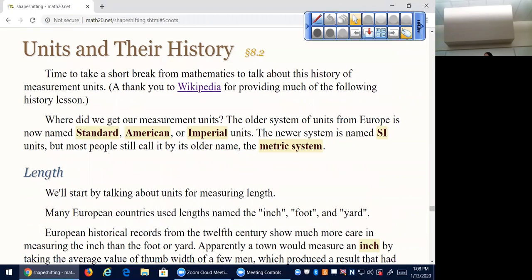Okay, if you happen to be a historian and know more about measurement units than I do, please let me know. It's fascinating, but this is everything I know.